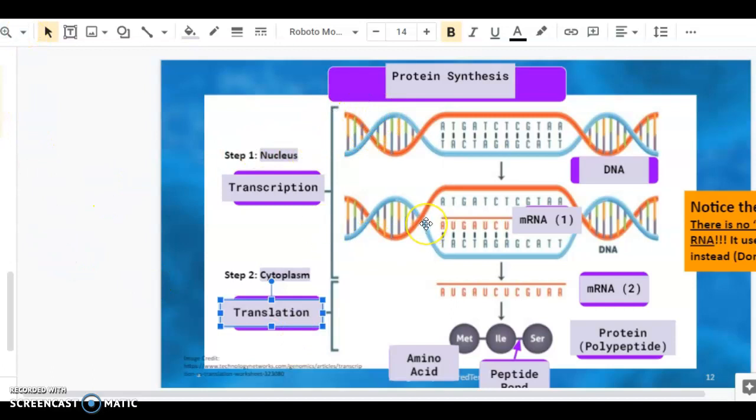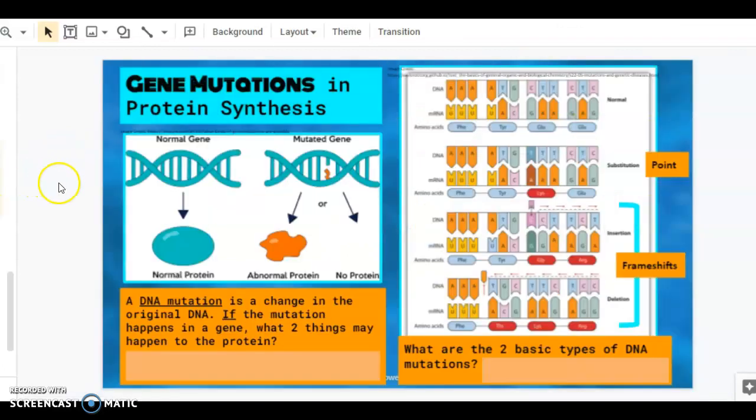And this diagram is an overview, very simplified, of protein synthesis. This is how it should happen. But what happens when a mistake is made? A mistake in DNA is called a DNA or gene mutation. And DNA mutations have a big impact on protein synthesis.